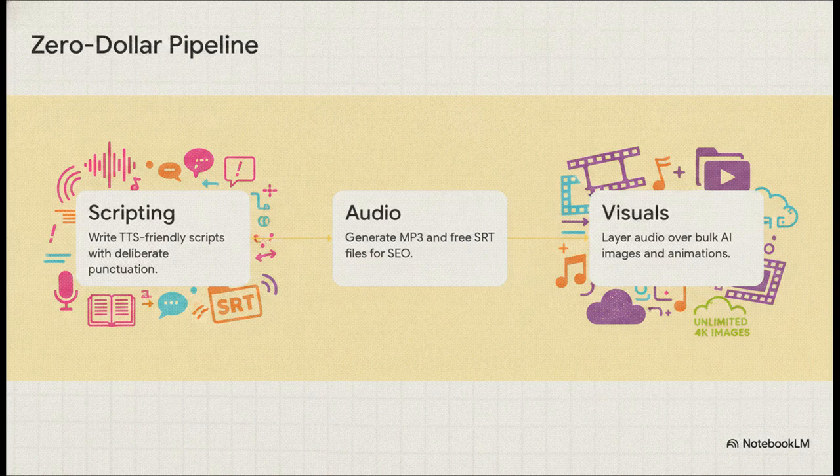So, to actually execute this, you're going to follow this $0 pipeline. First, write TTS-friendly scripts. Use short sentences and deliberate punctuation, commas for short pauses, periods for full stops, to naturally direct the AI's pacing. Second, grab your audio and, crucially, your free SRT subtitle files from a platform like FreeTTS. Those SRT files, pure gold for YouTube SEO. Finally, layer that perfect audio over the unlimited 4K images you generated using AI Genemax and animated in Higgsfield. Boom, you've just created a high-retention video for exactly $0.